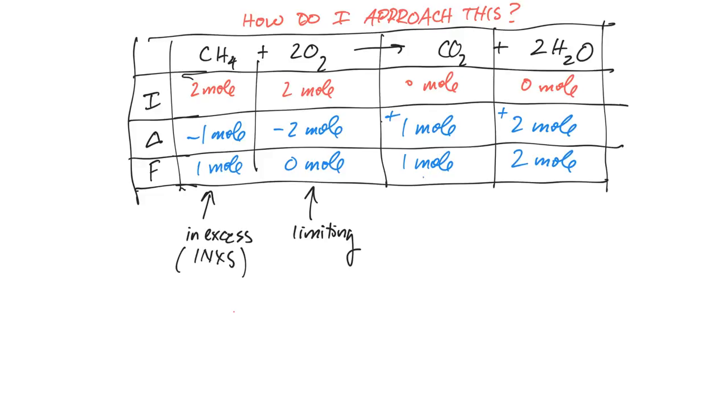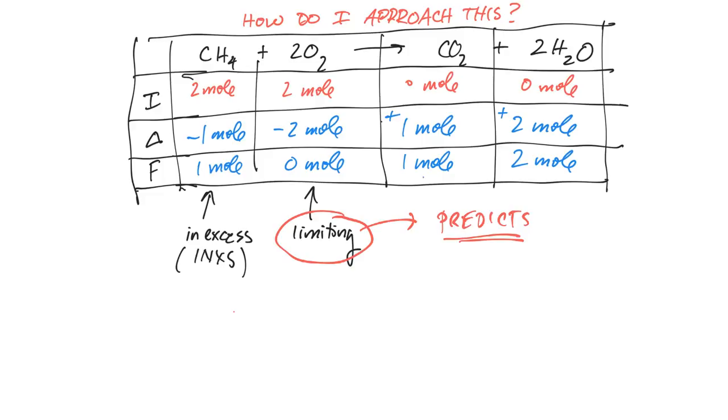The terminology applied to this is pretty straightforward. The methane is in excess, that I often abbreviate as XS, and the oxygen is limiting. And it's super important to realize that it's the limiting reactant that predicts the product. The whole goal of this limiting reactant set of calculations is to determine which of the 2 reactants is limiting, because it's the limiting reactant that predicts the products.